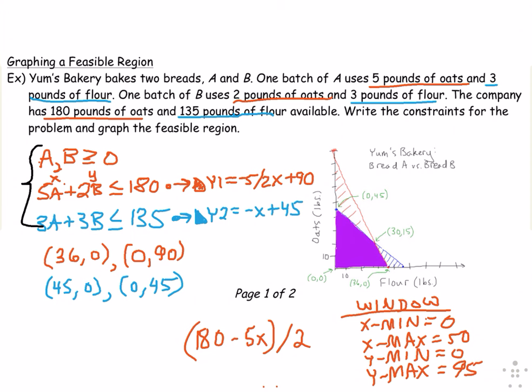Don't hit second. Don't hit zoom 6 for standard viewing window, because that would then remove all your adjustments to the window. And then you should get a graph that looks something like this. Then you would hit second trace, 5 for calculate, and you would go ahead and figure out that ordered pair of 30, 15 with the help of the calculator. So what's next is to take these 4 vertices and in the objective function figure out which one produces the most profit.